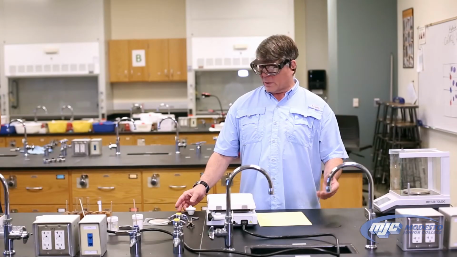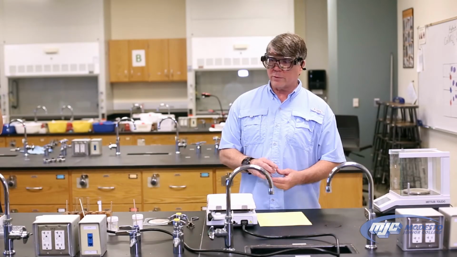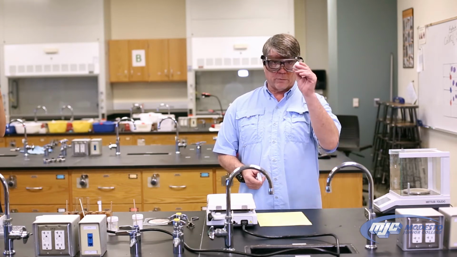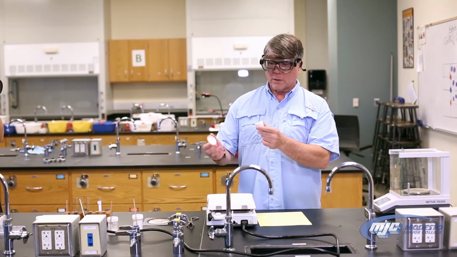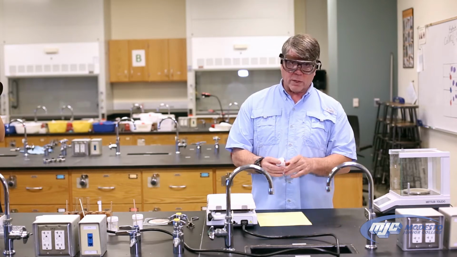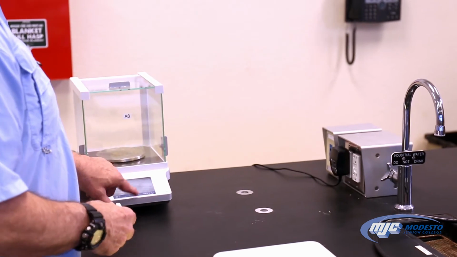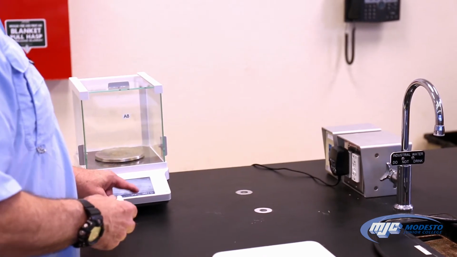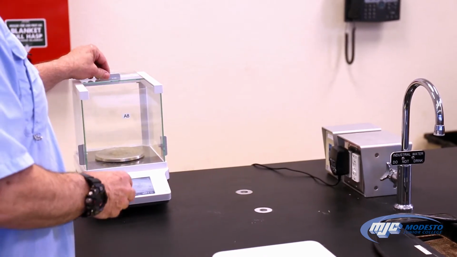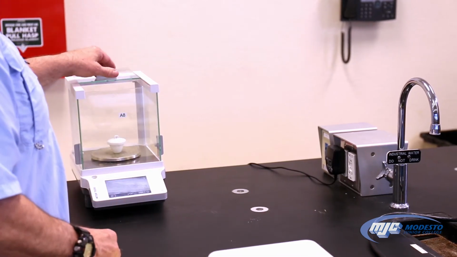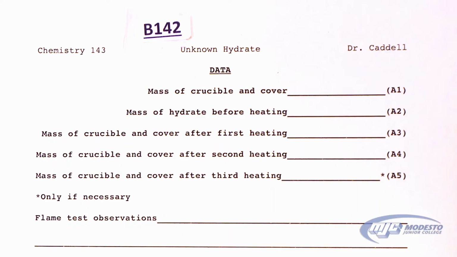All right, guys, so the first part here, what we're going to do is weigh out our unknown hydrate. To do that, we're going to start with an empty crucible and crucible cover, weigh them together, and we're not taring anything because we want to know how much this weighs. So we're going to make sure the balance says 0 before we put it on there. It does. Pop them both in there. Close the door. Record that number. That's A1. 3 places past the decimal, little g for grams.